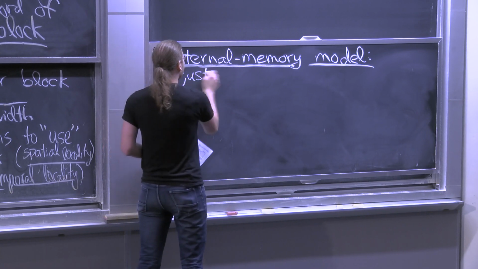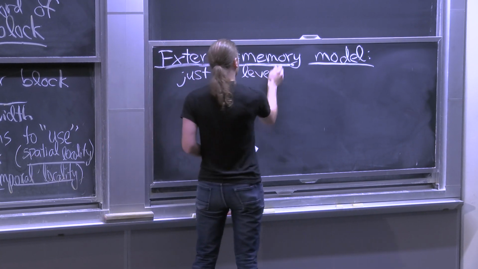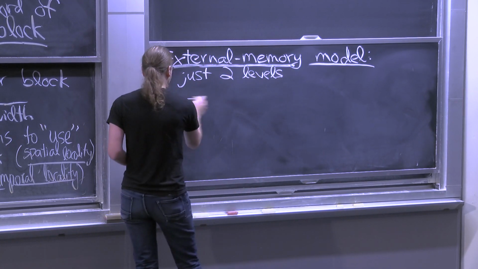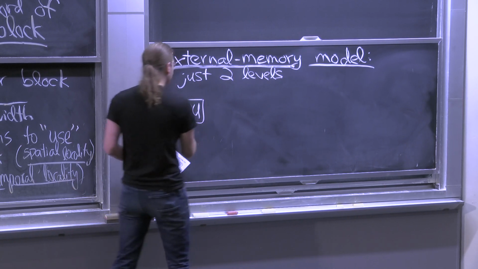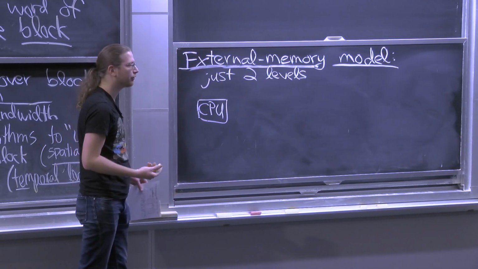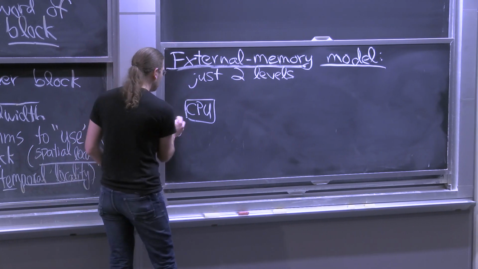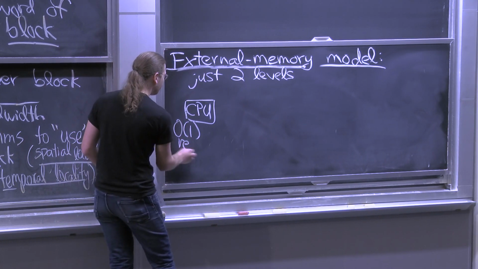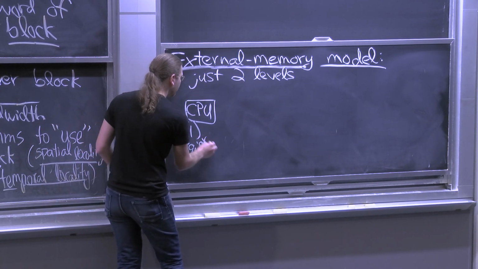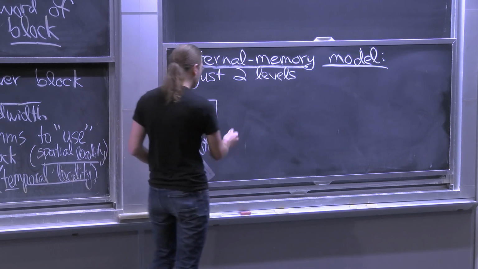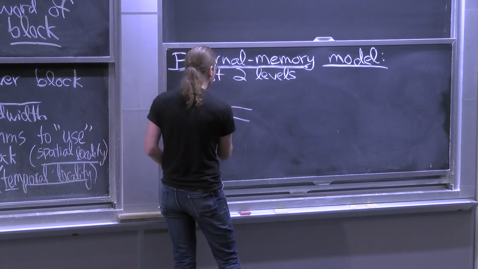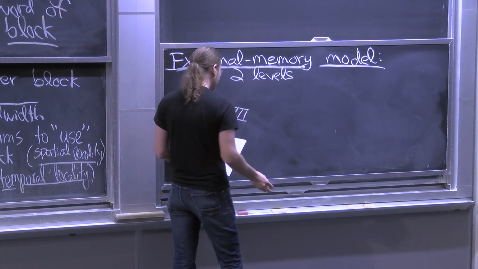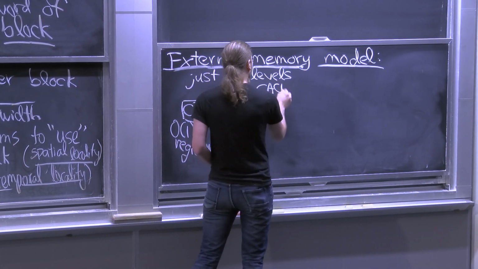Anyway, so we have just 2 levels. So let me draw a more precise picture. We have the CPU. This is where all of our operations are doing. This is where we add numbers and so on. We'll think of it as having a constant number of registers. Each register is 1 word. And then we have a really fat pipe, low latency pipe, to the cache.